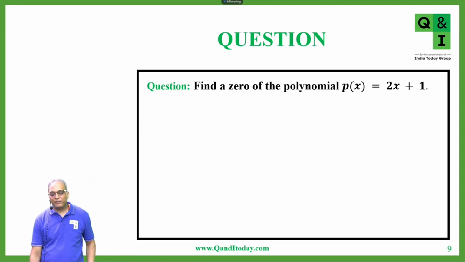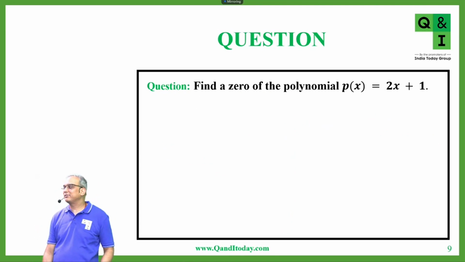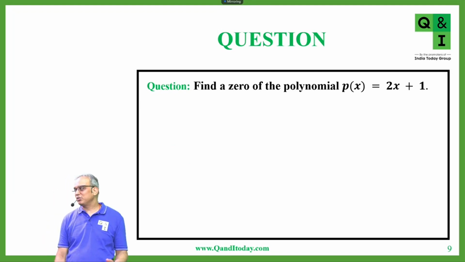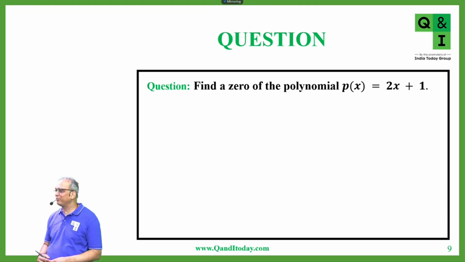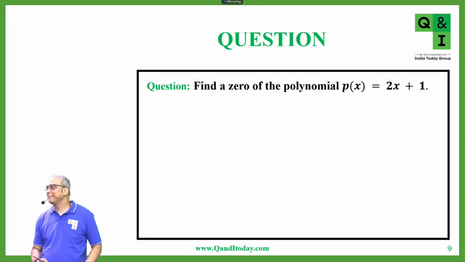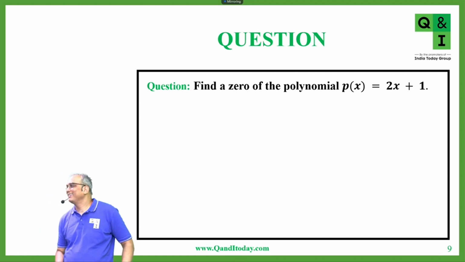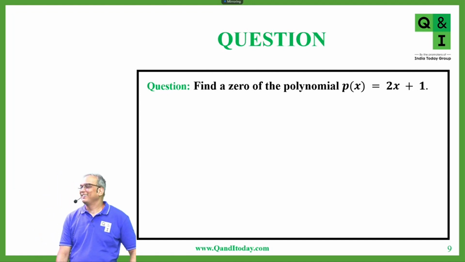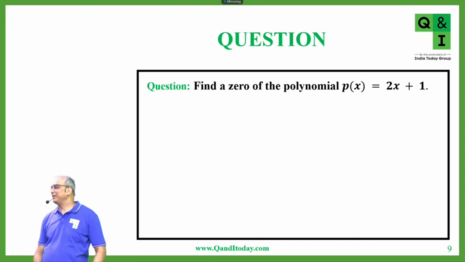Find a zero of the polynomial p(x) is equal to 2x plus 1. So this is similar to ax plus b. What will be the zero here? Equate it to 0, solve it for x, you will get the zero of the polynomial. Okay, good. So x is equal to -1 by 2 is the answer.